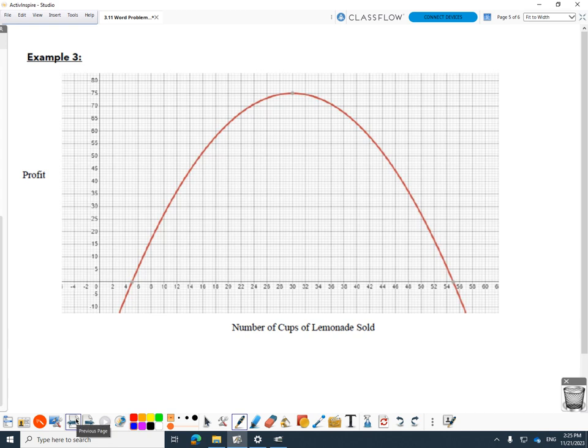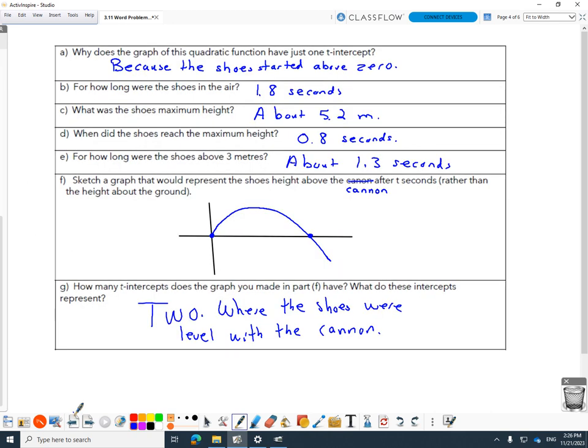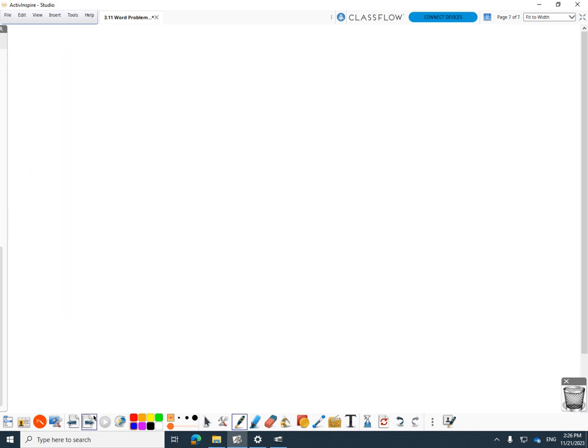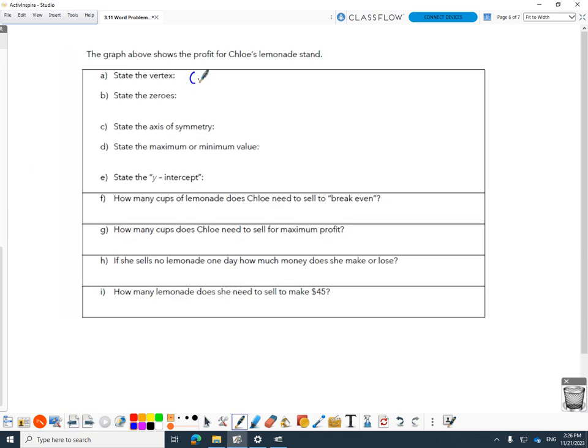There it is right there. 30, 75. That tells us a lot about the situation. Chloe wants to know all about that point. She knows if she sells exactly 30 cups, she's going to make $75. She'll be very happy. But that's not the question asked. It just said, state the vertex, 30, 75. That's where she'd like to aim for. That would be a perfect day for Chloe.